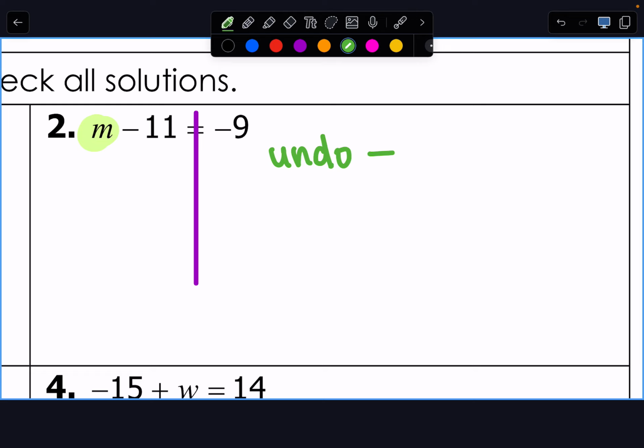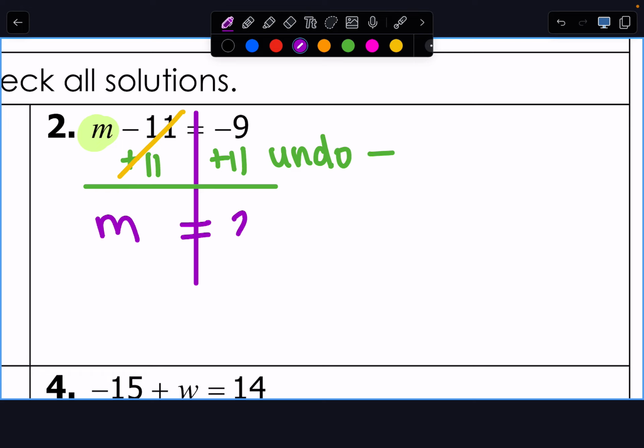So Elaine, what do we need to do to both sides to undo the subtraction? We need to add. Since 11 is being subtracted, to undo it, we need to add 11 to both sides. So notice how on my fence, I have plus 11 on each side. Negative 11 plus 11, those undo each other. And we're left with M equals, what's negative 9 plus 11? 2.